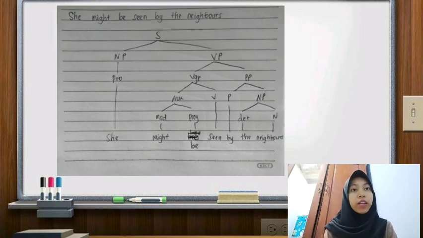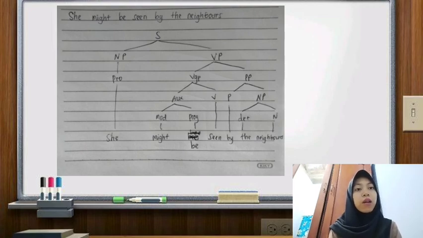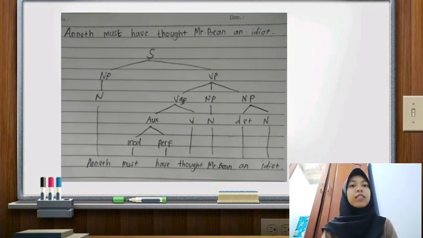Prepositional phrase contains preposition and noun phrase. By as the preposition and noun phrase contains determiner and noun. The as the determiner and neighbors as a noun. And the last example is Annette must have thought Mr. Bean an idiot. Subject contains noun phrase and verb phrase.